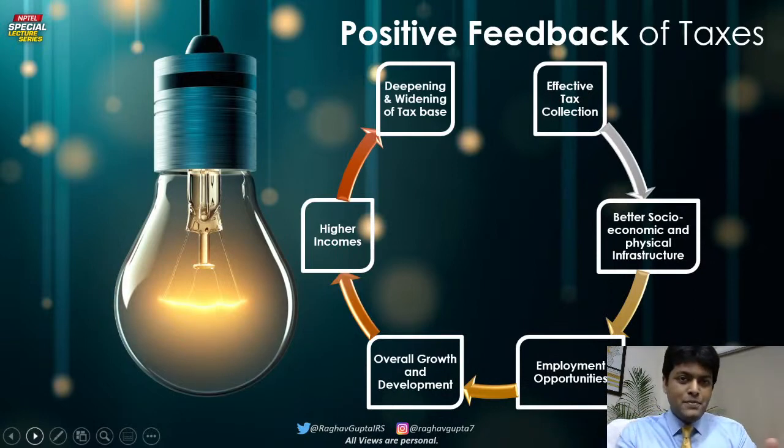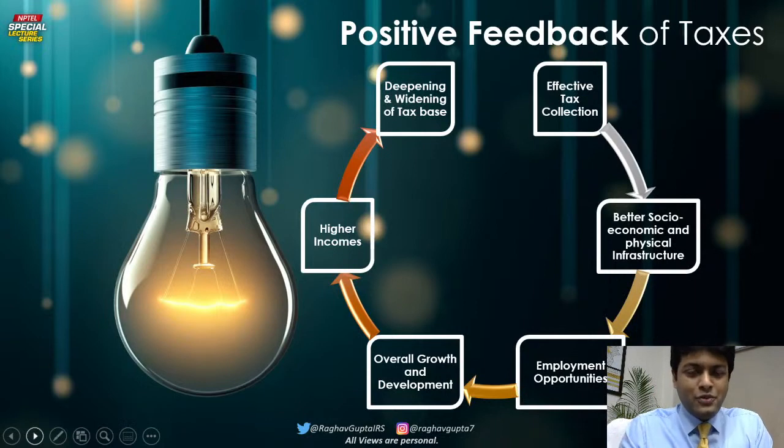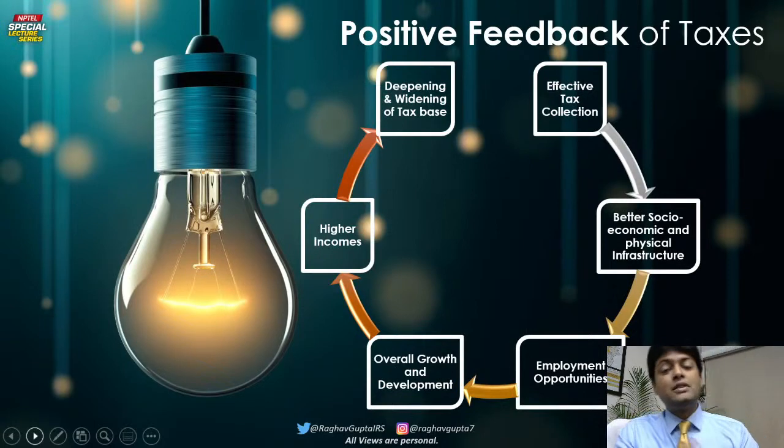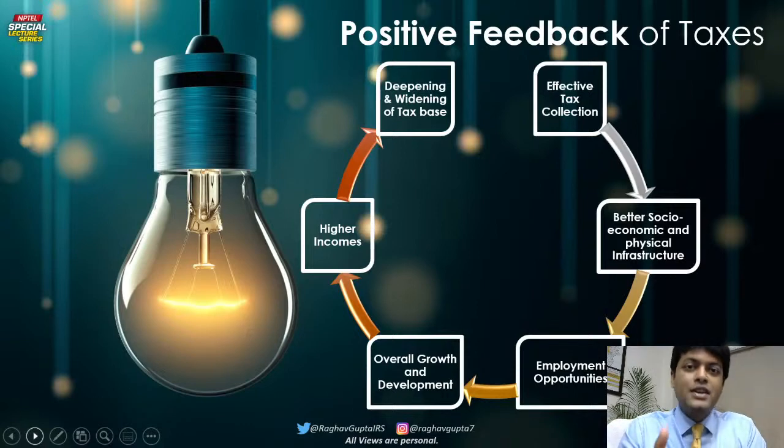Now, these two terms, deepening and widening, can be a little tricky for the uninitiated. Deepening means the existing tax base, which means that the people who are already paying taxes would be able to pay more taxes because of higher incomes, better economic generation, etc. And the second point is widening of the tax base, which means that the people who were not already in the tax base would get included now and would be able to contribute to taxes. And this completes a circle by getting back to effective tax collection.